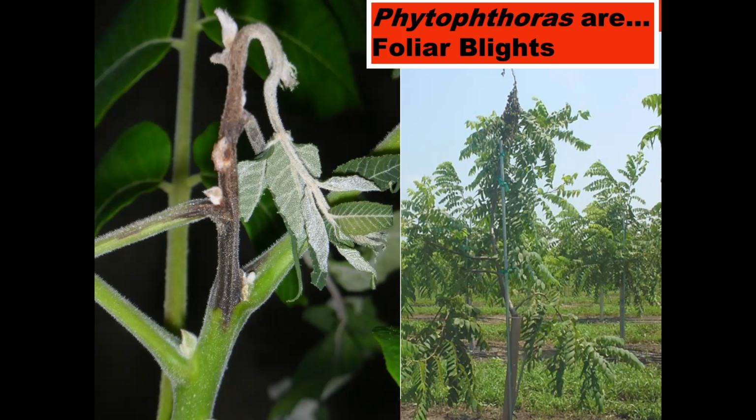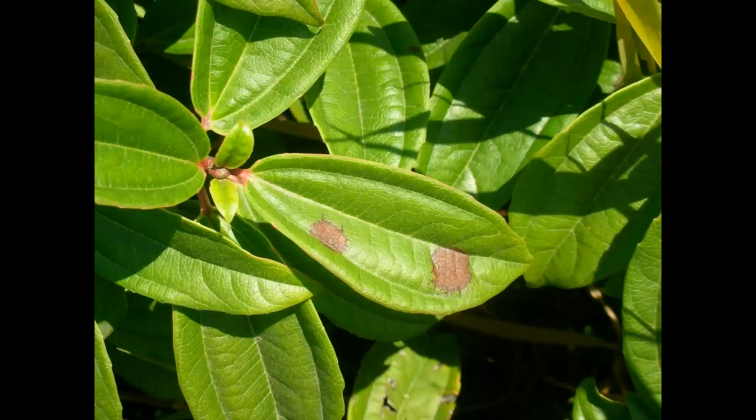Here's another Phytophthora causing a foliar blight. In this instance, this foliar blight is caused by Phytophthora citricola, but it certainly would have been one of those things to consider, Phytophthora ramorum, if there had been a report of release of ramorum at that time.